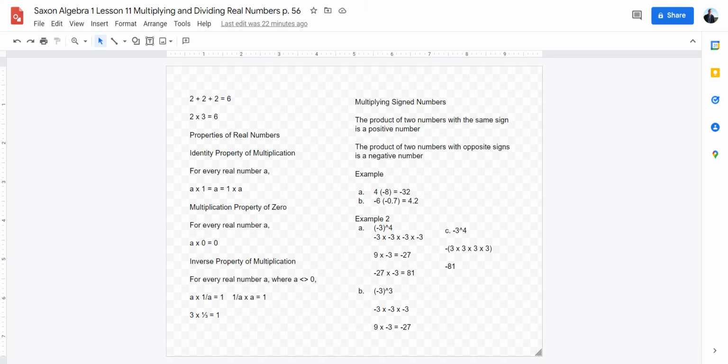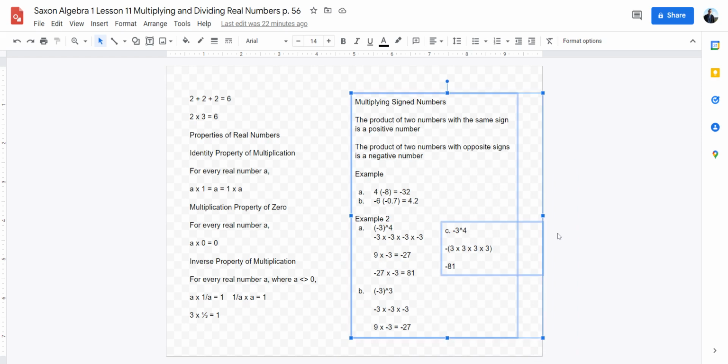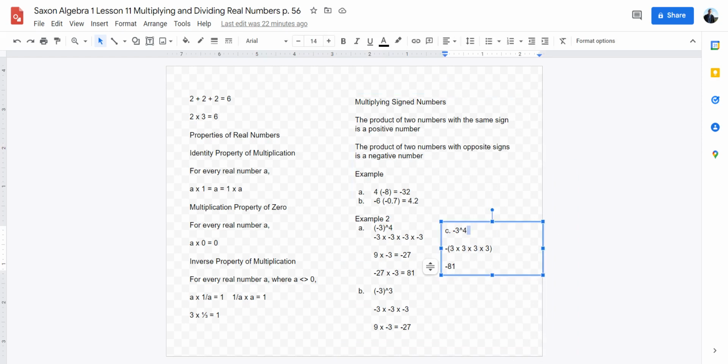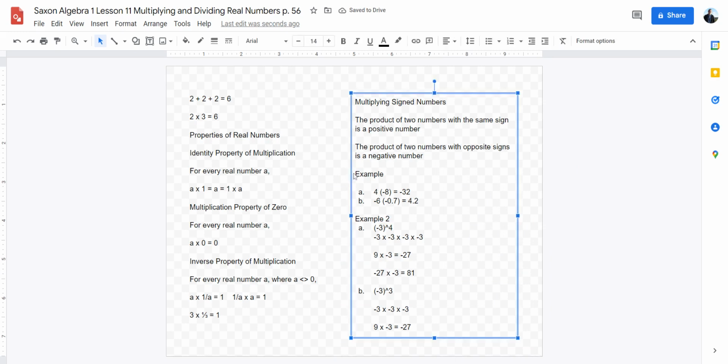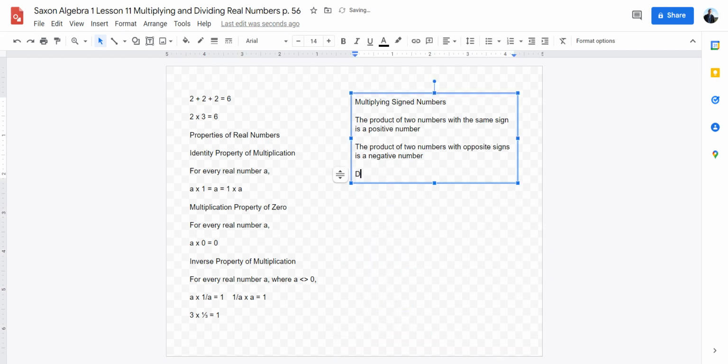Okay, now for the last part of our lesson, we're going to be talking about dividing signed numbers. We talked about multiplying signed numbers. What I'm going to do is delete all these examples down here, and then we'll include these notes right underneath our notes for multiplying signed numbers. So when we divide signed numbers, it's going to be pretty much exactly the same as multiplying them, which is nice because it's nice to have consistency in our rules here.